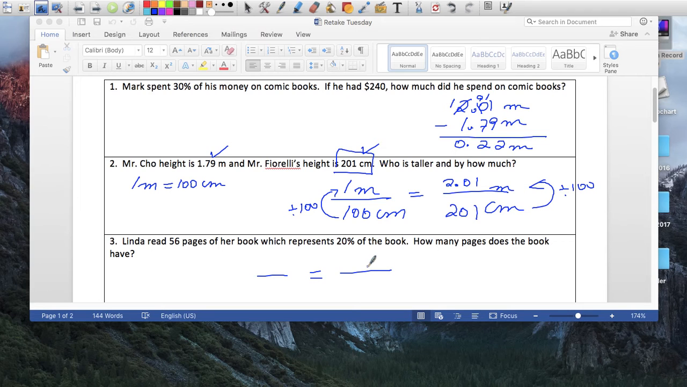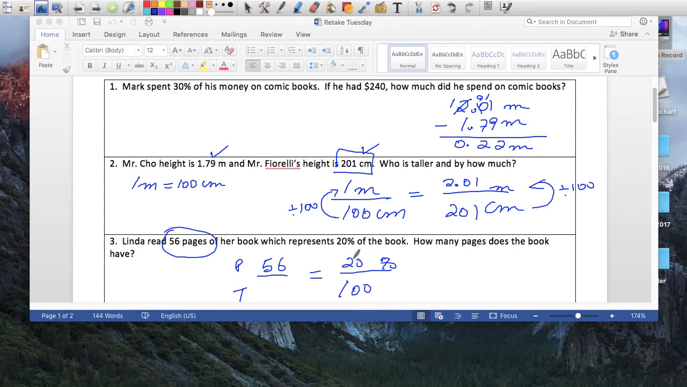In the book, she read 56 pages, which represents 20%. How many pages does the book have? Okay, 100%, part, total. 20% goes here. The 56 pages represents not the total pages in that book, but the 20% that she read. So it goes here because it's part of the book. This is the part she has read so far, 56 pages. We're looking for the total number of pages.